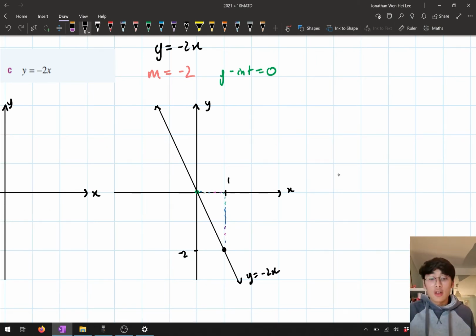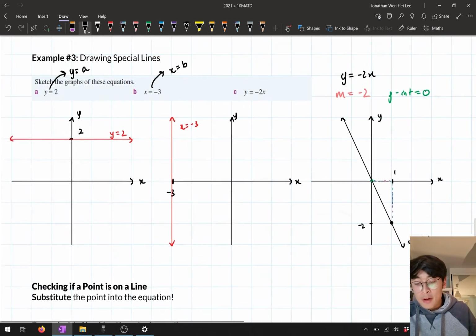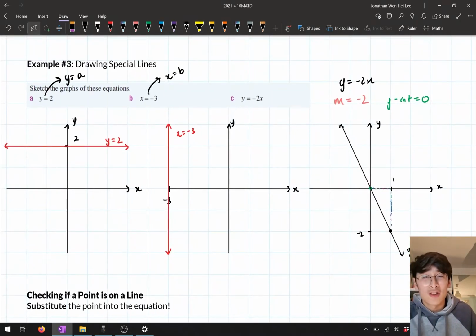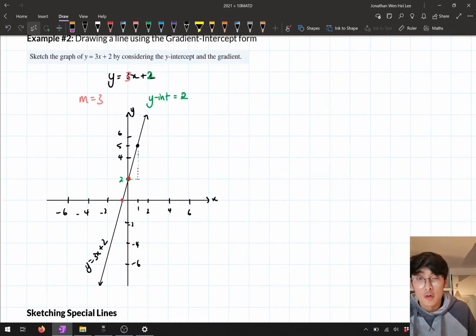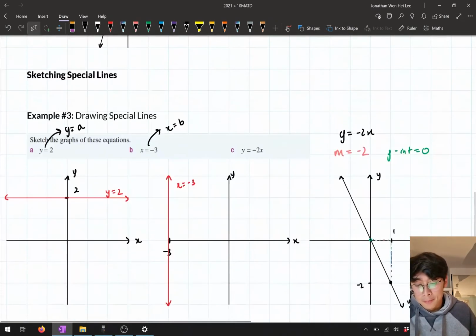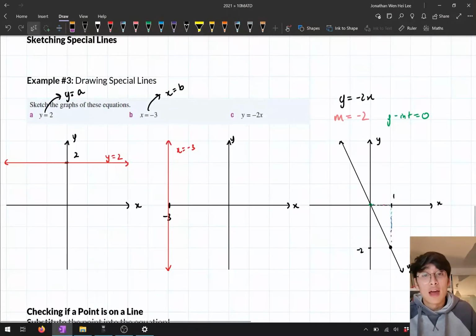So for this one, we can still use our gradient-intercept form to help me graph this one. But what we needed to notice was that the y-intercept was equal to 0. And so that means that dot is going to be at the origin. So that is how we graph these special lines. These are special lines because they only have one intercept. If you have a look at the previous example, we've got 2 intercepts here. So we've got a y-intercept here at 2, and we have an x-intercept here at roughly negative 2 over 3, I believe. Okay. So this is how we sketch these 3 special lines.